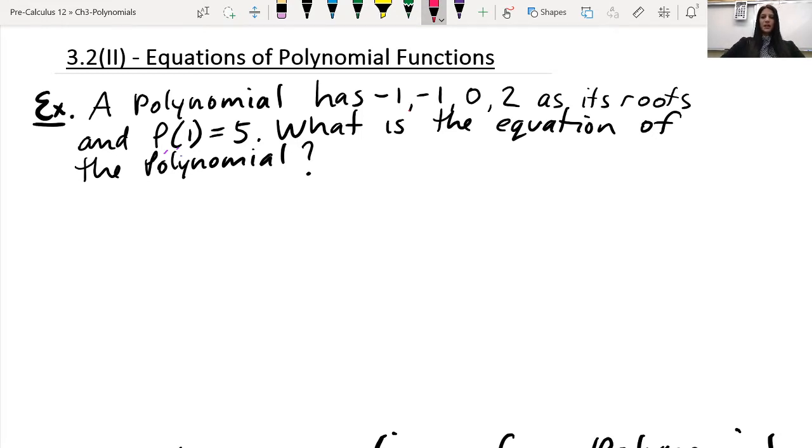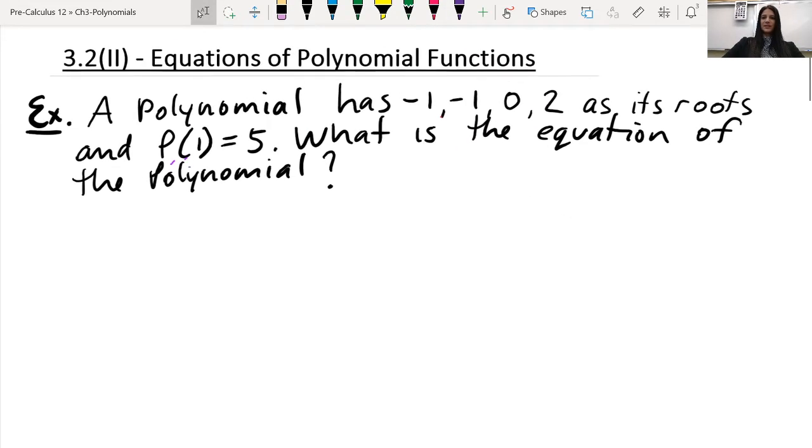So let's get started with this first example where we have a polynomial that has -1, -1, 0, and 2 as its roots. And we know that p of 1 is equal to 5. What is the equation of the polynomial? So it's almost like this time we're working backwards. Last day we took the equation and we found the roots from it, and today we've been given the roots and we're working backwards to find the equation.